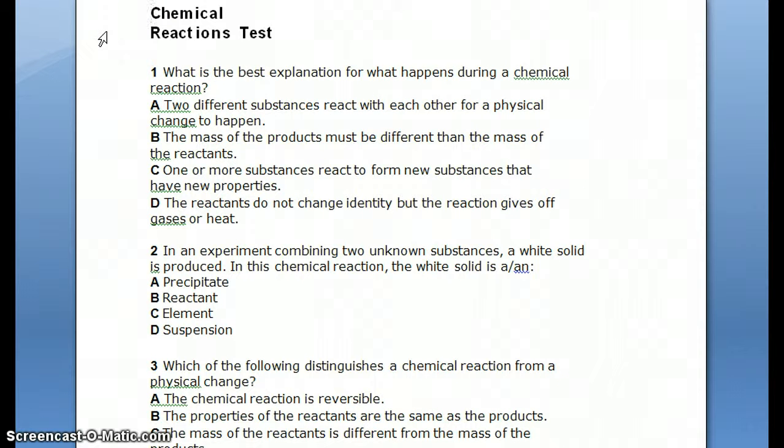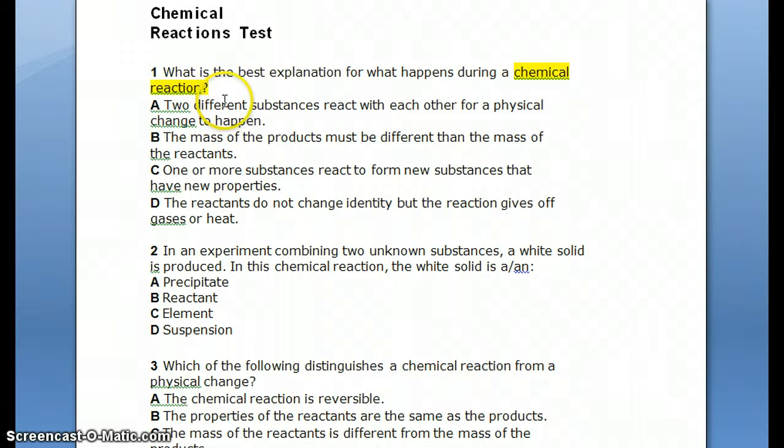So, we're going to talk about our chemical reactions test that we took, and we'll go through the answers together. So number 1 says, what is the best explanation for what happens during a chemical reaction? So really we're asking ourselves about a chemical reaction. So let's look at the answer choices.